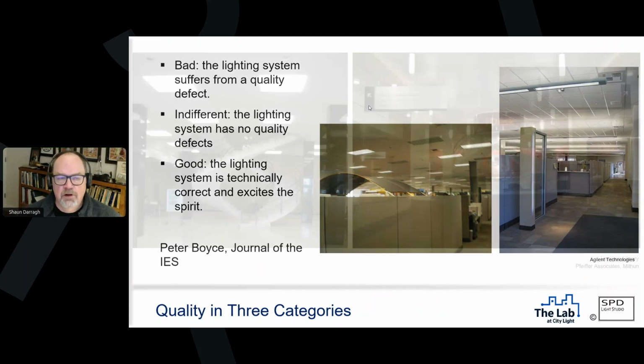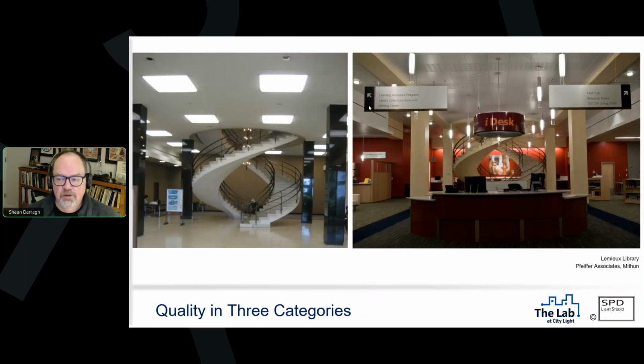Here's a different example, right? Here we have Lemieux Library before and after at Seattle University. It's the same helical stair that you see in front of you, the same columns. Now on the left, I think those were 4 or 6 lamp T8 or T12 recessed light fixtures. On the right, we see a complete redesign that emphasizes surfaces and visual needs, and frankly, I think is good, right?